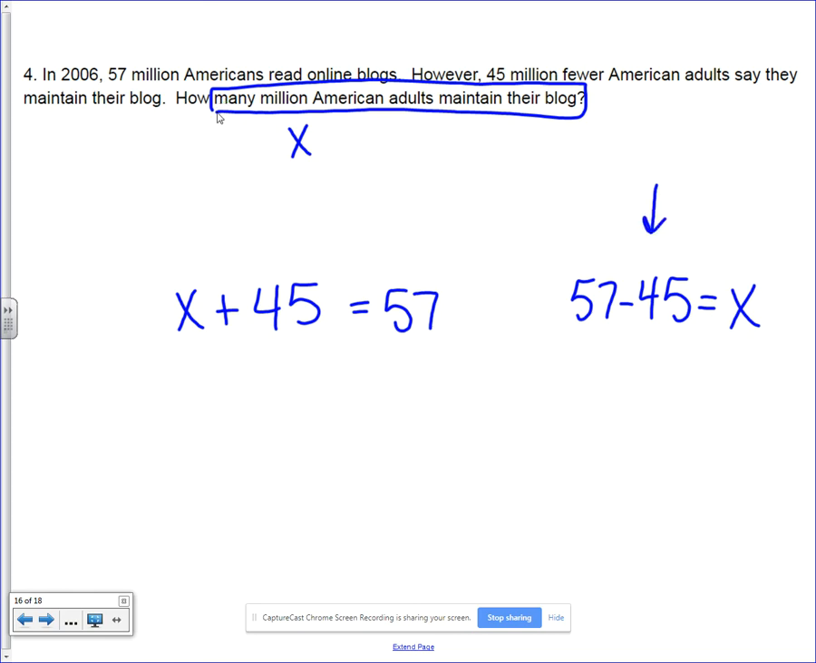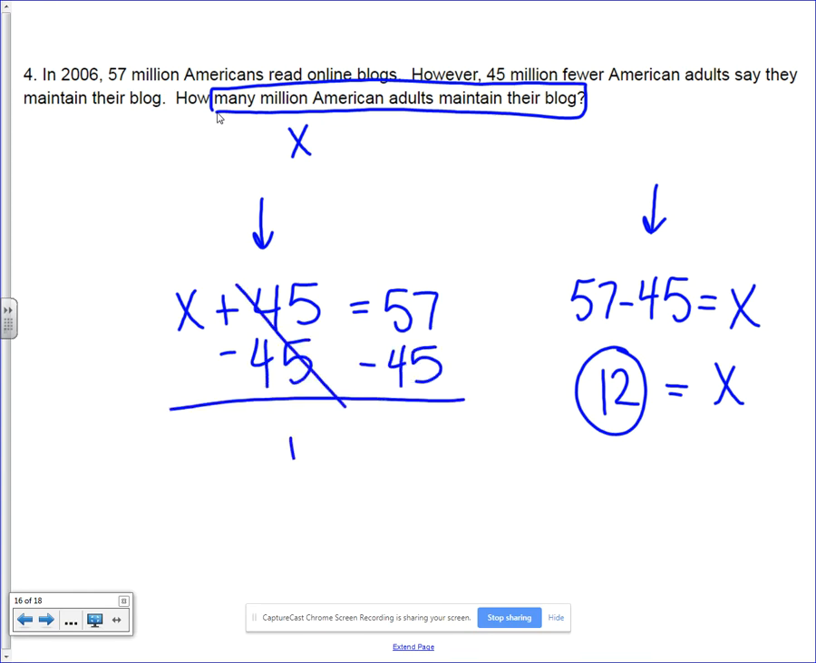Over here at this equation, the X is already isolated. All you have to do is subtract, and you'll get that X is 12. Over here, we have to isolate our X, but we're doing the same operation. We are still subtracting, and we will still get that X is 12.